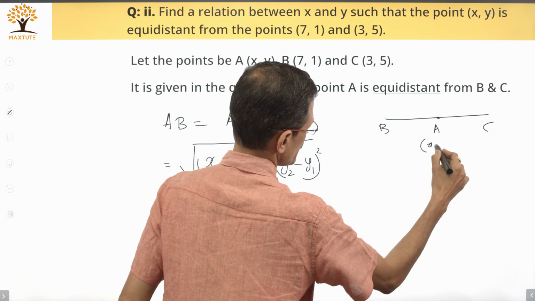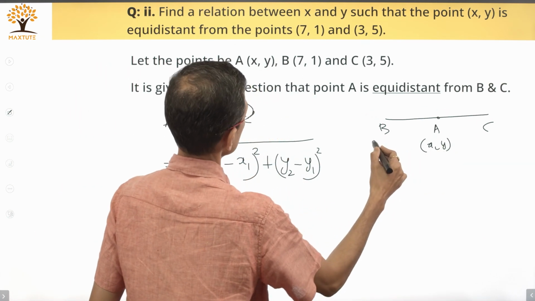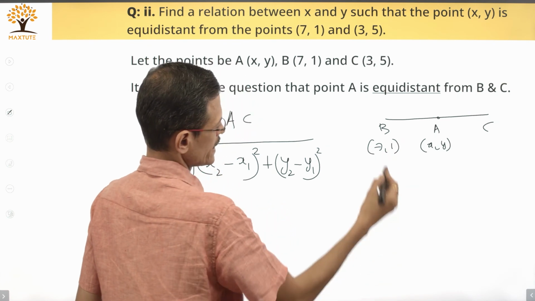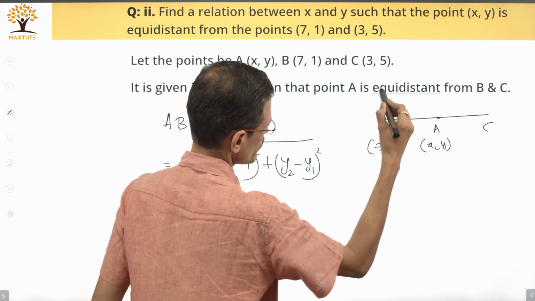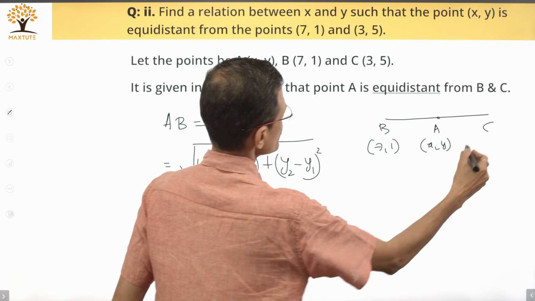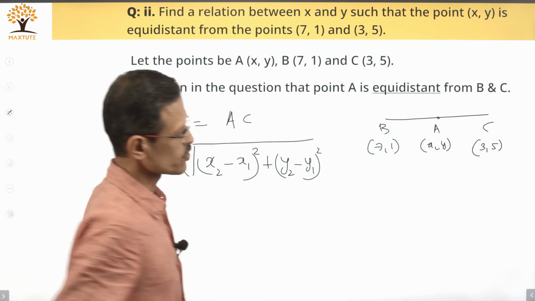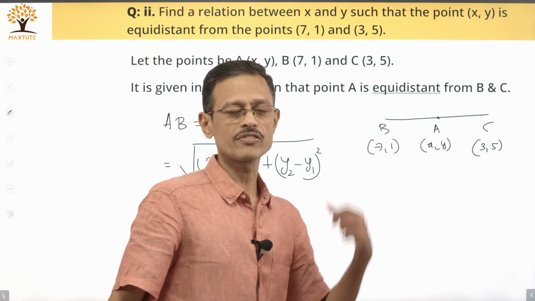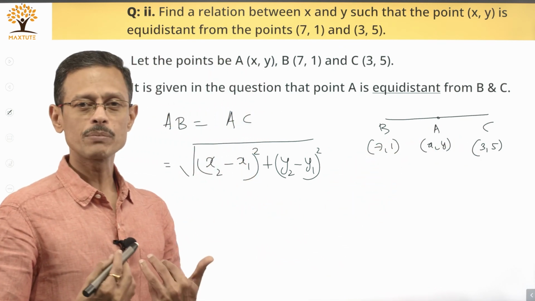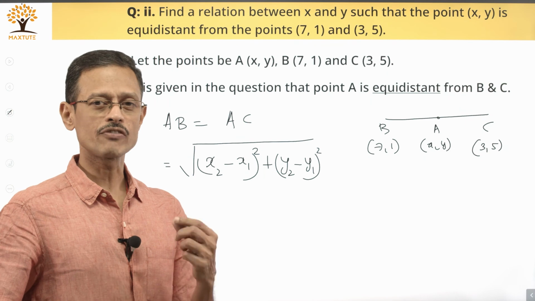So, this is x, y and the coordinates of point B are 7, 1. We will take this as x2, y2 and this point as x1, y1. We will compute the value of AB. Similarly, we know C's coordinates are 3, 5. Let's take the coordinates of C as x2, y2 and the coordinates of A as x1, y1, and compute AC, equate the two and then find out the relation.